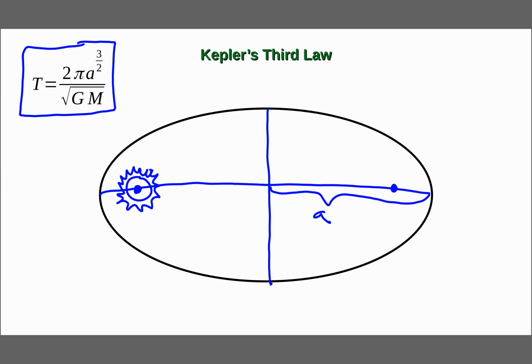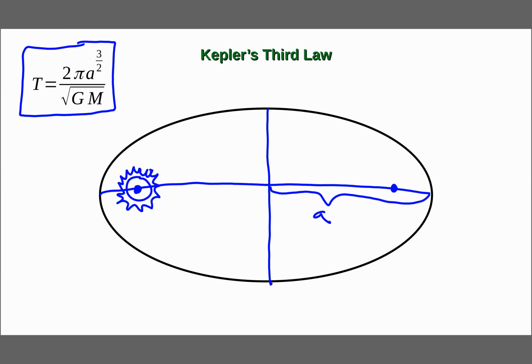And Kepler realized that for all the planets, if we write the equation T squared equals B A cubed, where T is the period and A here is the semi-major axis, then this constant B, Kepler realized that it was the same for all the planets in the solar system. Okay? And this was later generalized by Newton to be this equation for the period when we have some small body orbiting some much larger body.